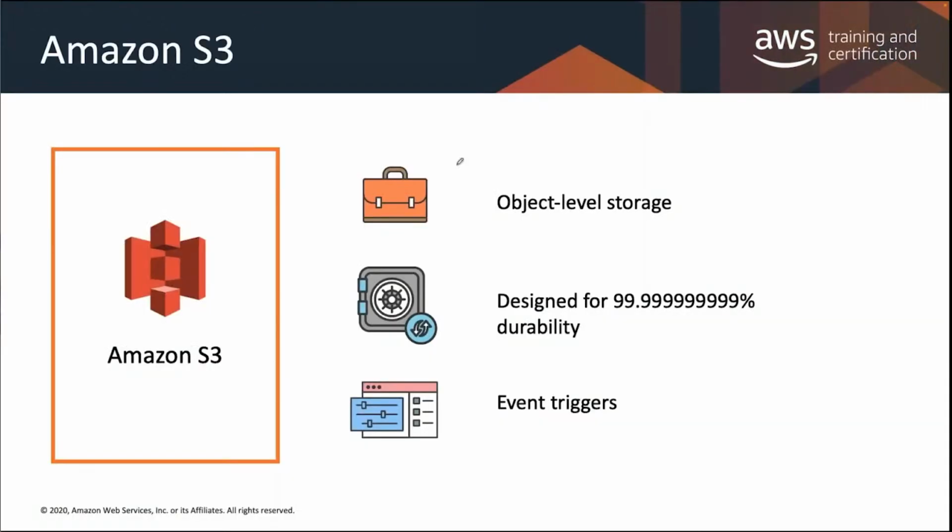S3, Simple Storage Service. S3 is actually object-level storage. In AWS, there are many storage services. You may have heard about EBS and EFS. Let me compare these three together with S3.